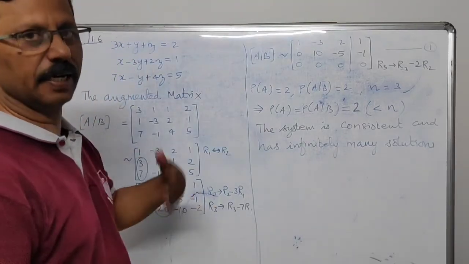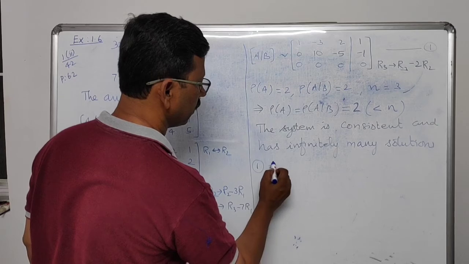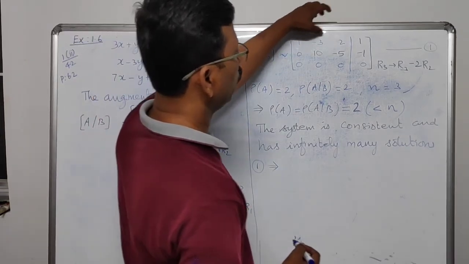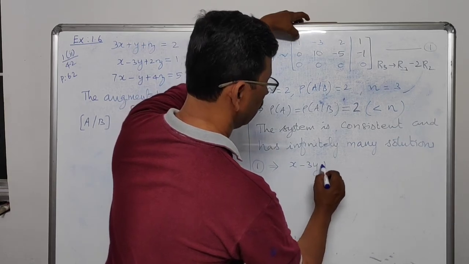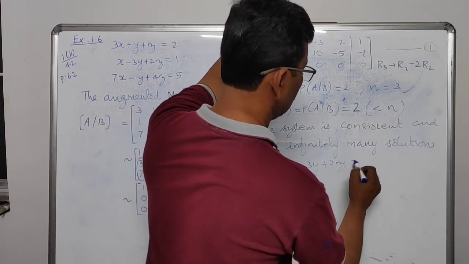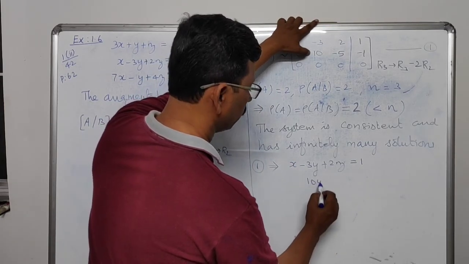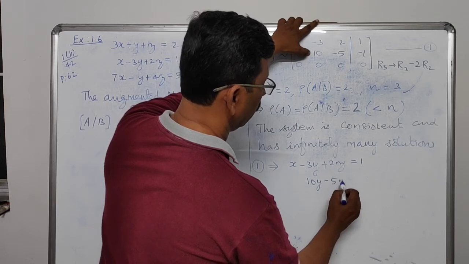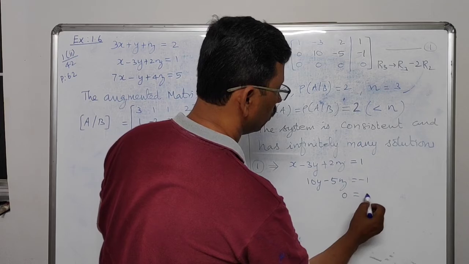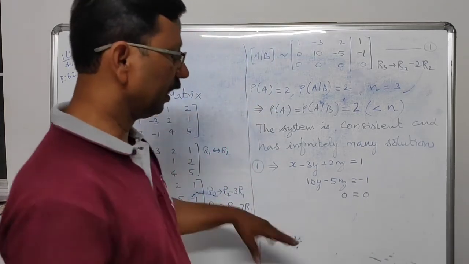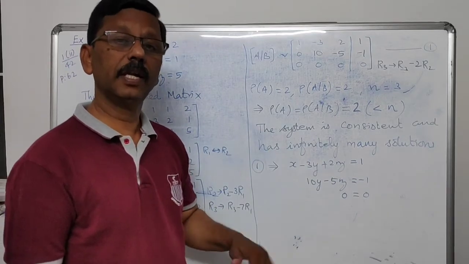From this equation number 1, we can write the equations. Therefore, from equation number 1, with x, y, z, we can say x minus 3y plus 2z is equal to 1. Then 0x plus 10y minus 5z is equal to minus 1. The last one, 0 equal to 0. As I told, if 0 equal to 0, LHS is equal to RHS, means definitely the system will have infinitely many solutions.